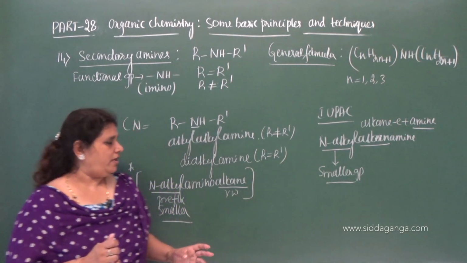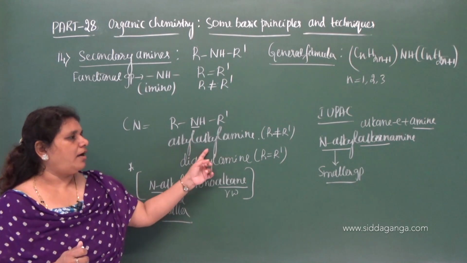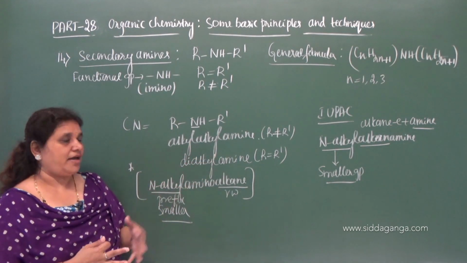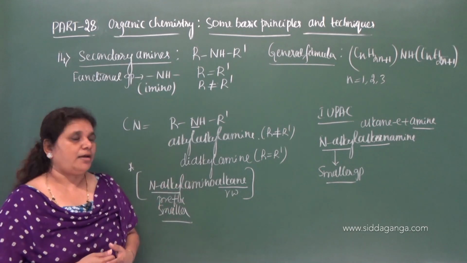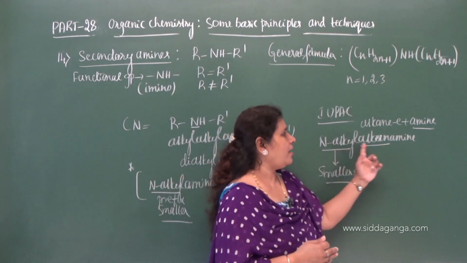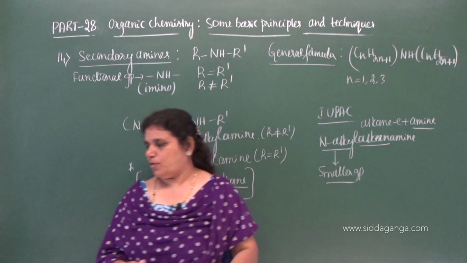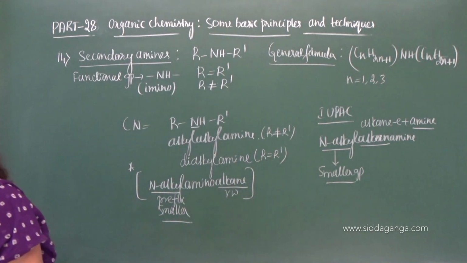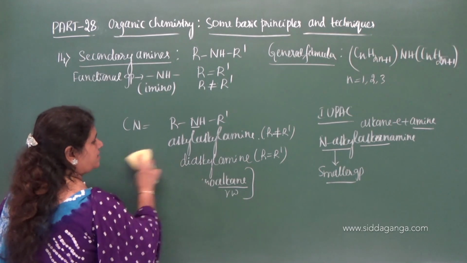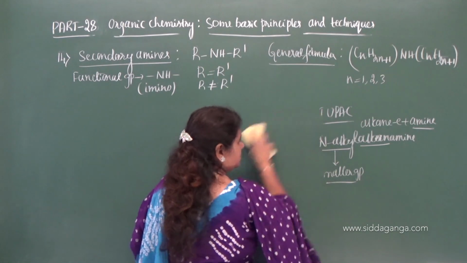Clear? So here it is N-alkyl aminoalkane or alkyl alkylamine if R and R dash are different, and dialkylamine if R and R dash are the same. Similarly, N-alkyl alkanamine is the IUPAC name. Clear? Let us move on to the examples. Once you write the examples, you can easily understand the common name and the IUPAC name.